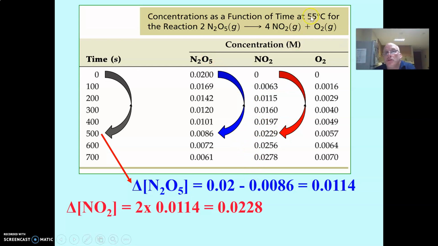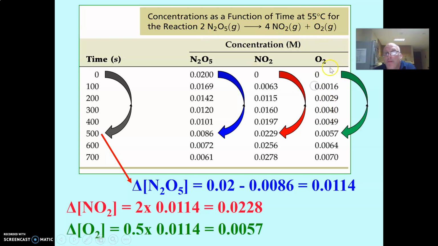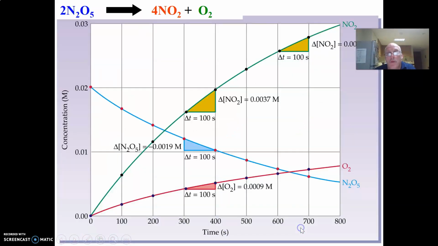And the oxygen, you can see, ought to be a quarter of this, or a half of that. So in the same period here, we've gone from 0 to 0.0057, and you can see that this value here is going to be a quarter of that, and it's going to be a half of that, okay? So hopefully these tabular forms of data make sense as well, okay?